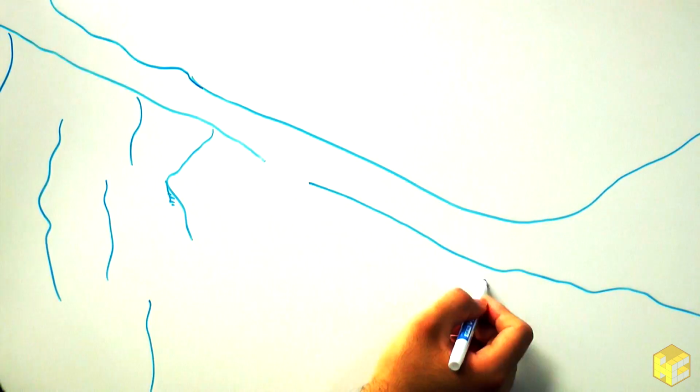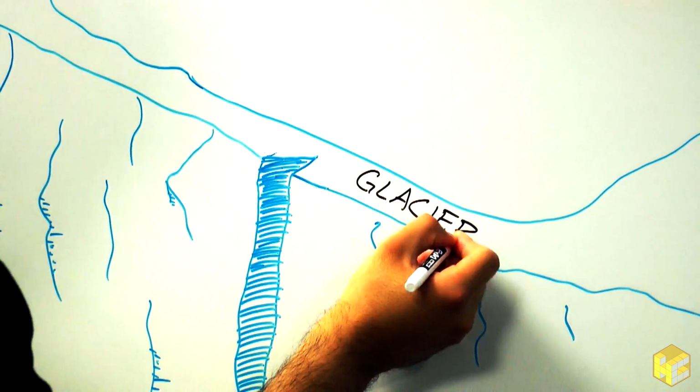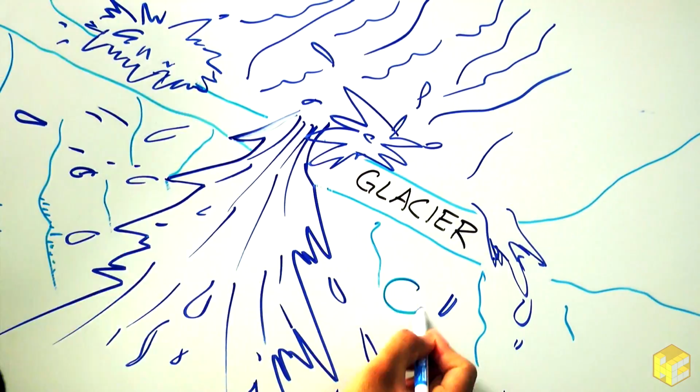glaciers can be a contributor of superfloods. How, you ask? Glaciers can dam up waterways to form sizable lakes, but the glacier doesn't last forever, and when it gives way, it releases a torrent of water.